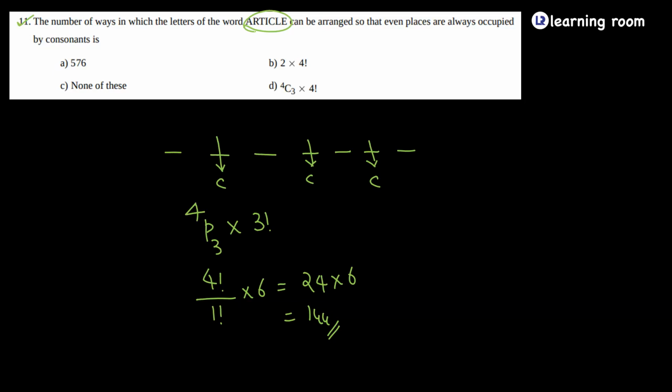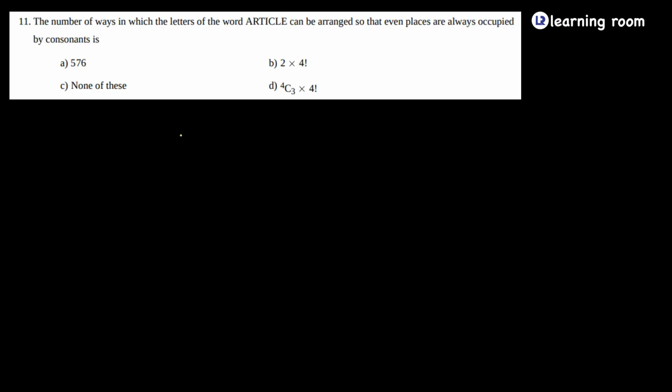Listen to this carefully. First, what we are supposed to set is we have four consonants, right? So wait, listen to this. 1, 2, 3, 4, 5, 6, 7. The first condition is consonants should take the even places. So out of the four available consonants, you are going to put them in three places in 4P3 ways. How many letters are left out? They didn't say that you should use only 6 letters. You should use all the 7 letters, because the number of ways in which the letters of the word article are arranged means all the 7 letters should be used.